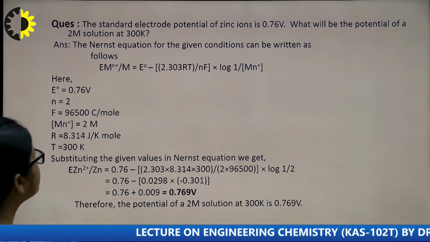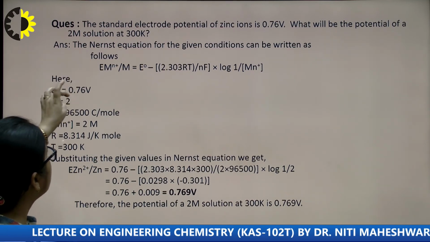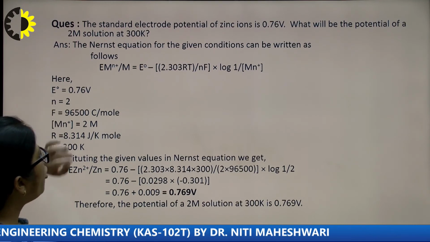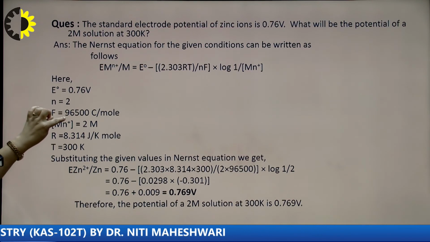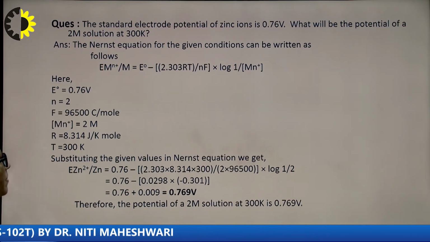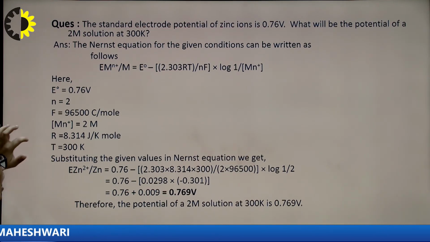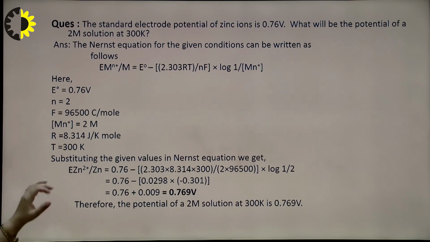So, here E naught is 0.76 volts, number of electrons involved will be 2, Faraday will be 96,500 coulombs per mole, metal ion concentration is 2 mole, R is 8.314 joule per Kelvin per mole and temperature is 300 Kelvin. Now, we are going to substitute all these values in the Nernst equation.